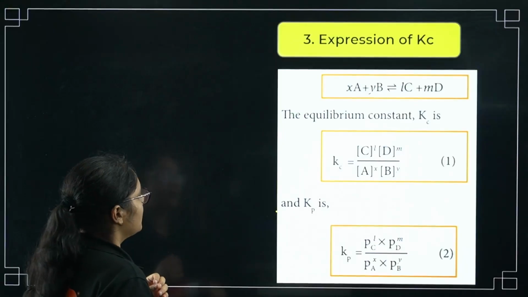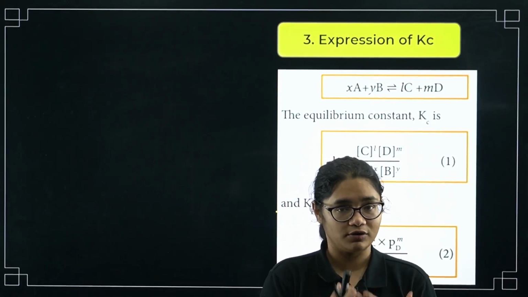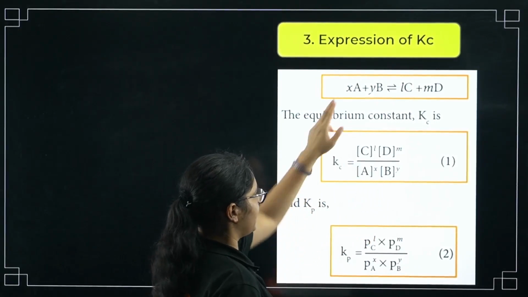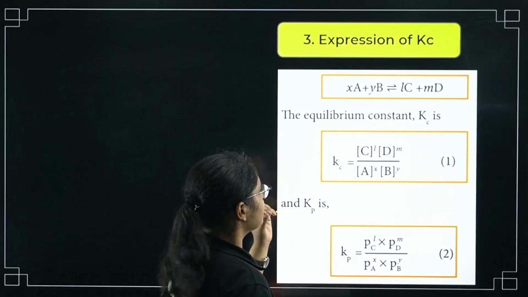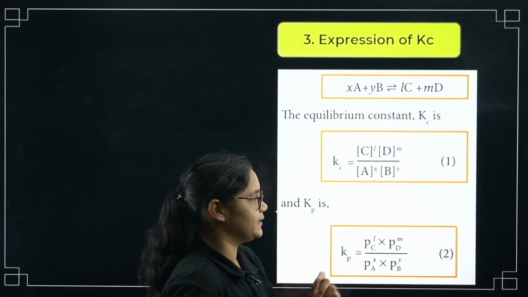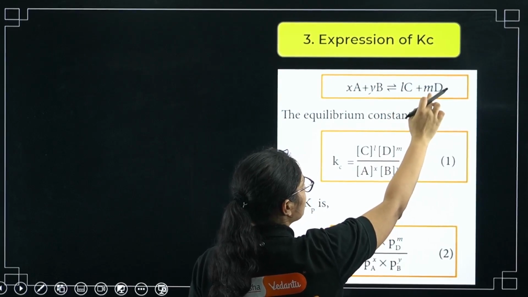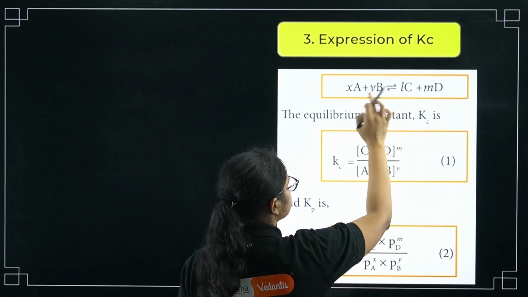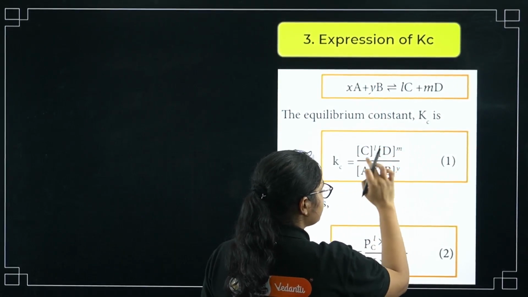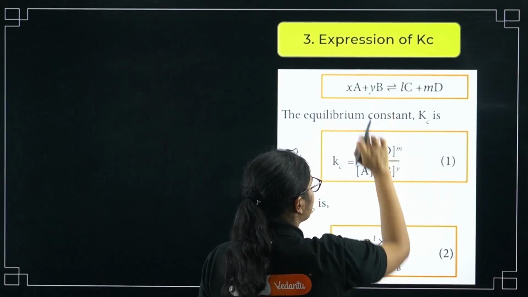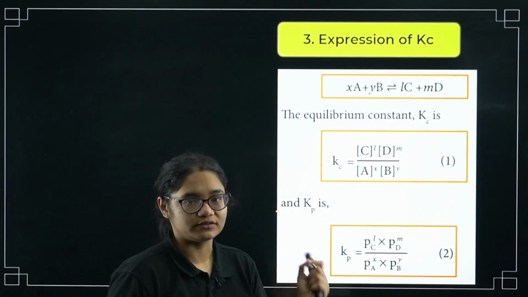Next, coming to the expression of Kc, this is very important. How do we write the formula of Kc? If you have a reaction where x A plus y B gives you l C plus m D, then the equilibrium constant, that is Kc, is given by the product concentrations raised to the power of their stoichiometric coefficients divided by the reactant concentrations raised to the power of their stoichiometric coefficients. That is, [C]^l [D]^m divided by [A]^x [B]^y. That is called Kc, or the equilibrium constant.